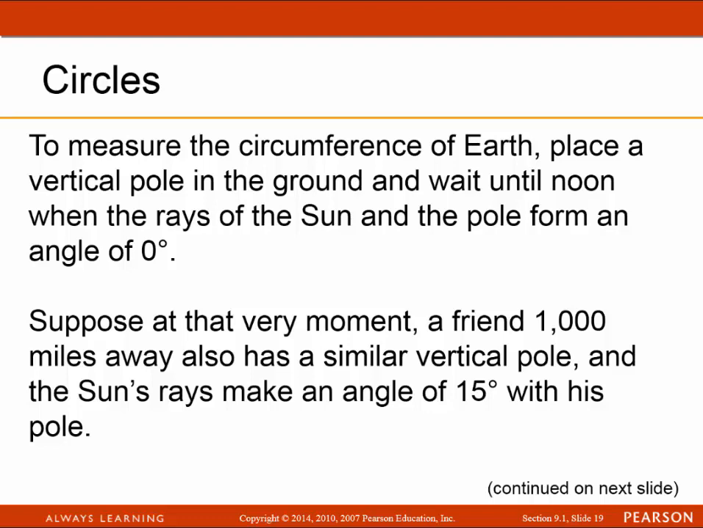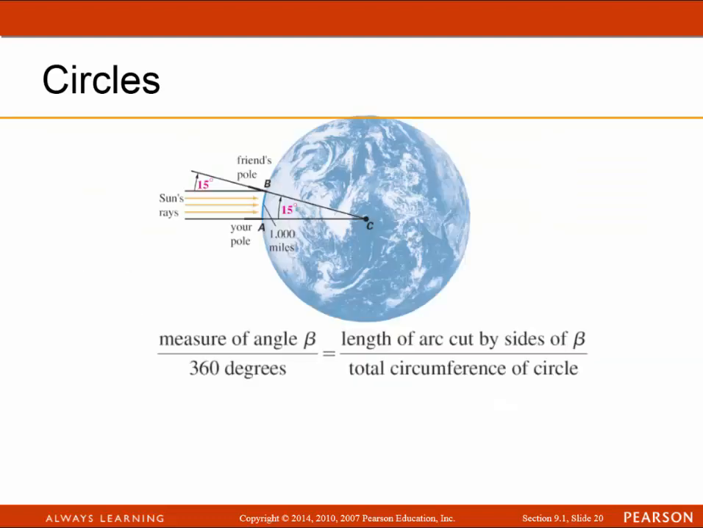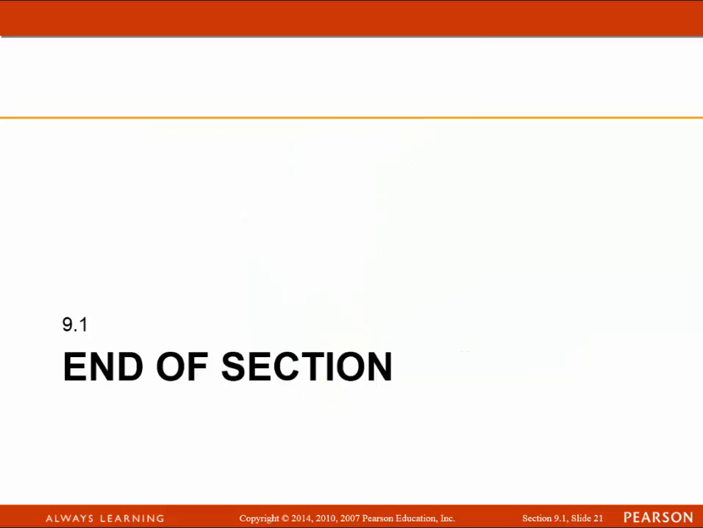Now suppose that at the very moment a friend 1,000 miles away also has a similar vertical pole, and the sun's rays make an angle of 15 degrees with the pole that he is holding. Now we can use the proportion from earlier to solve for the circumference of the Earth. The measure of angle beta divided by 360 degrees is equal to the length of the arc cut by the sides of beta divided by the total circumference of the circle. In this case, 15 degrees divided by 360 degrees is equal to 1,000 divided by C. Then we cross multiply and solve for C, and we get 24,000 miles. And that's the end of section 9.1.